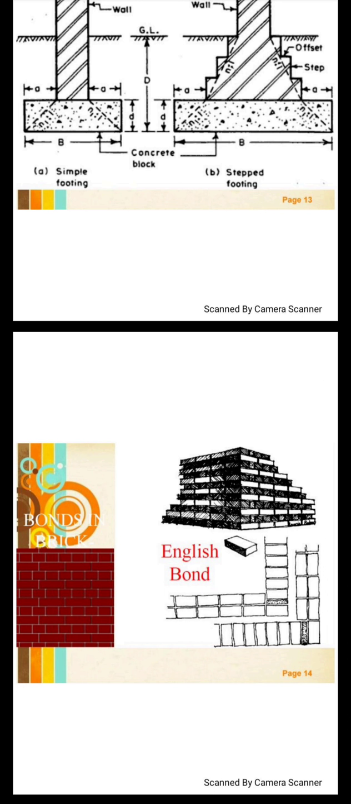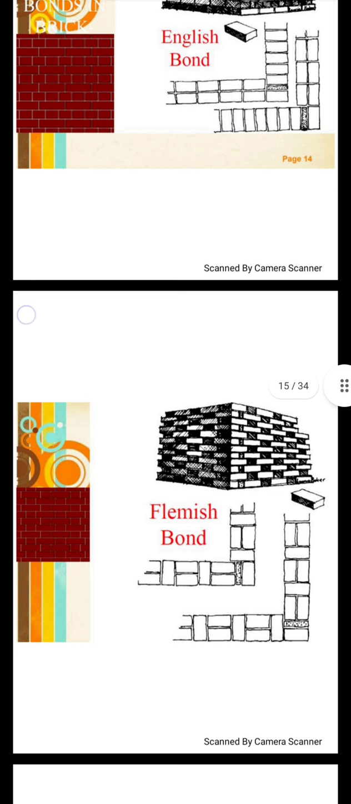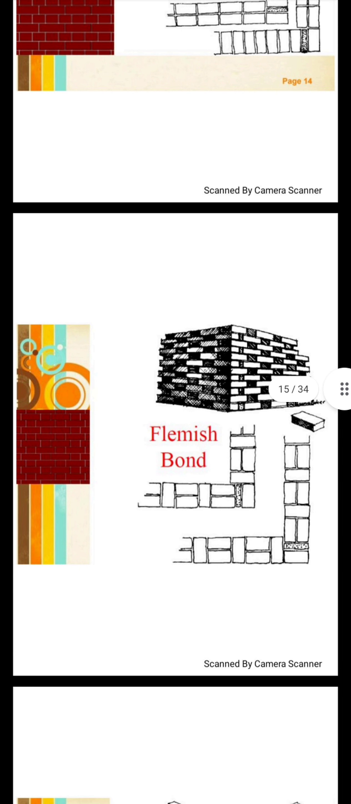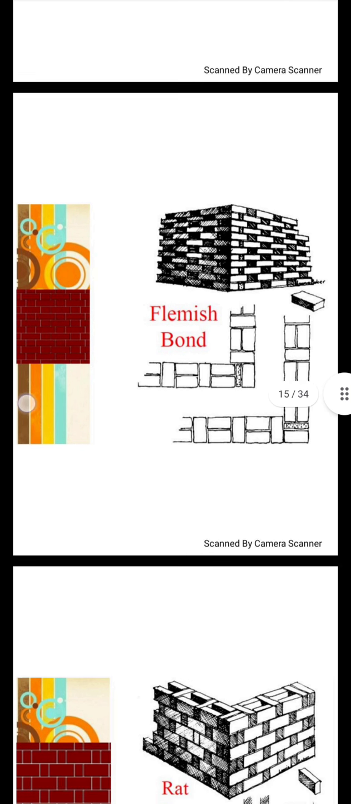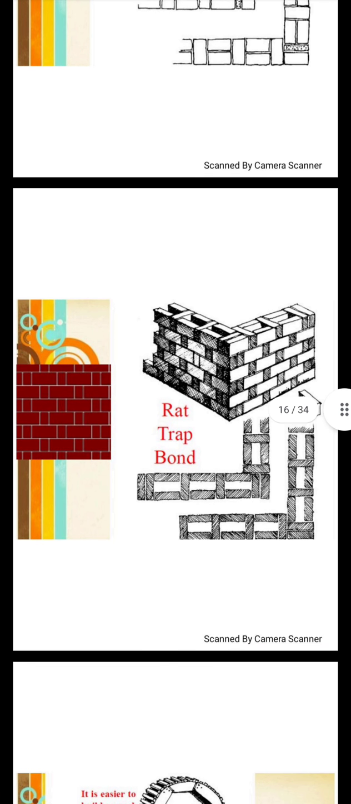English bond. This is a kind of bond, that is how we arrange the bricks in a wall. Flemish bond. Look at this. There are two bricks set together, and one brick is perpendicular in the direction of this. And this is a rat trap bond. This is amazing here.